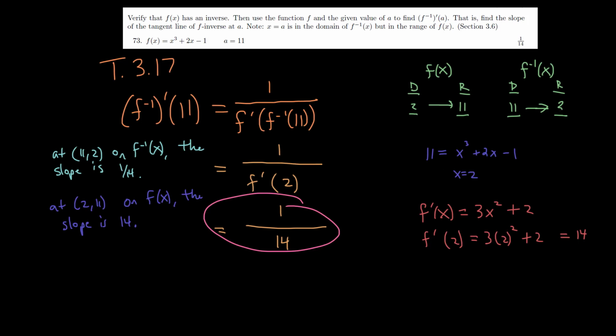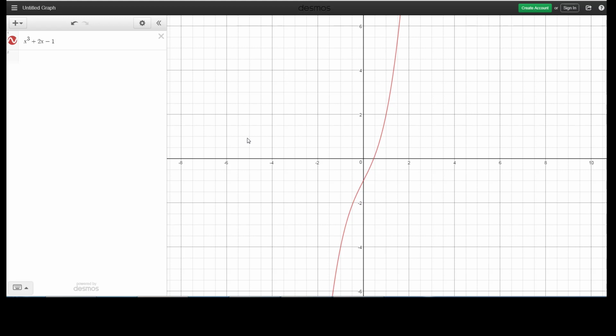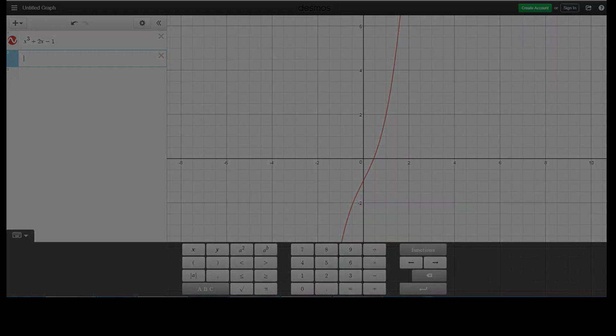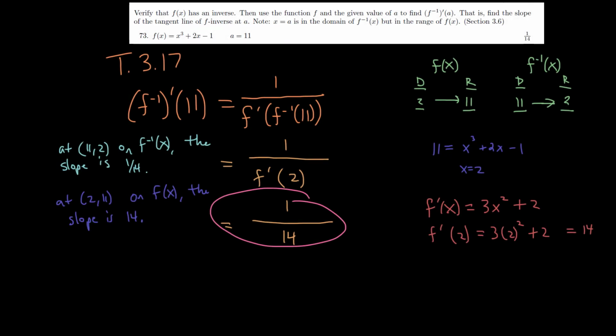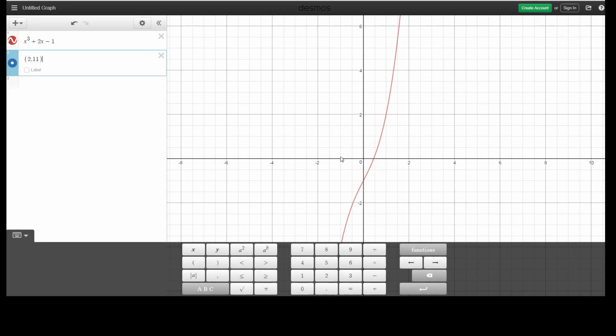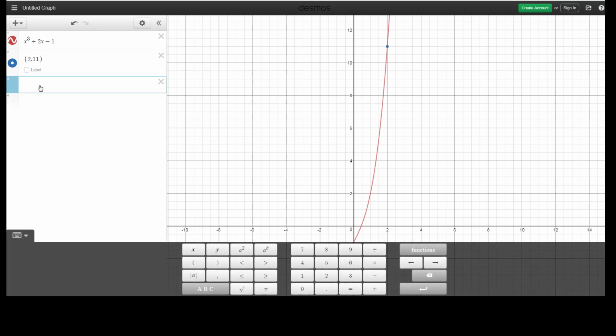Let's see. Give me just a minute. Let's pull up Desmos. So there is the original function. Now I said that that original function, let's double check, should have a slope of 14 at 2, 11. So first of all, 2, 11 should be a point on that curve. And it looks like it is. Yeah, that's on the curve. And the slope of that line should be 14.